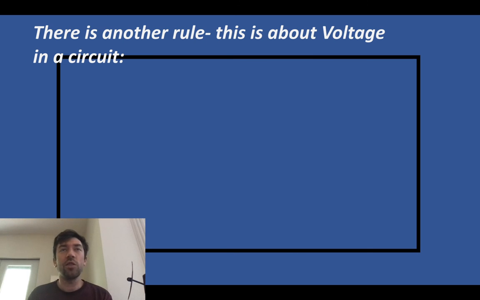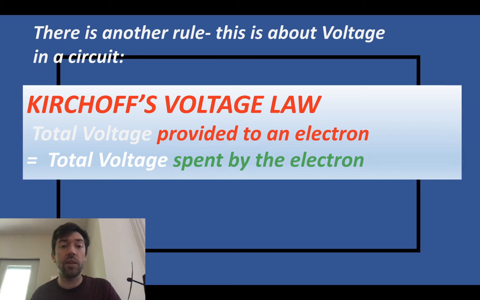Now I find voltage a little bit more confusing, a little bit harder to wrap your head around. Think of money, think of allowance. You have to spend all your money, spend all your voltage by the time you get back to the battery. So Kirchhoff's voltage law is that the voltage which is given to an electron by the battery or the power source is equal to the total voltage spent by the electron as it travels through the circuit.